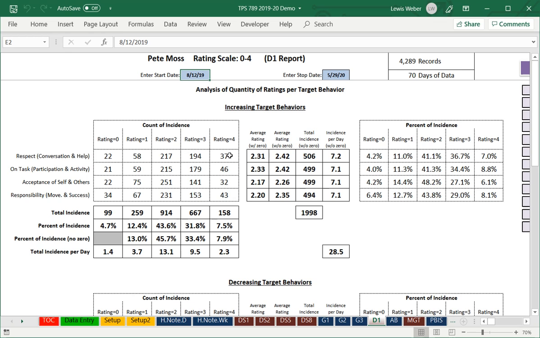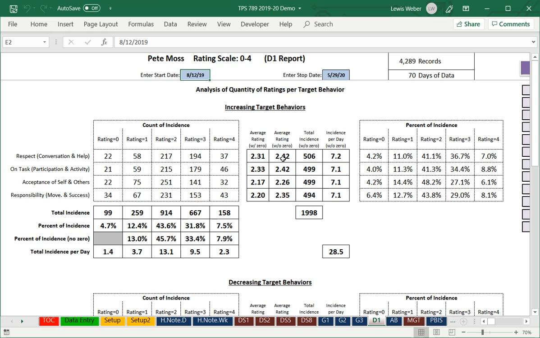So it would be like averaging a very long list where you'd put 37 4s, 4 plus 4 plus 4, 37 times, and then 3 plus 3 plus 3, 194 times. And so it averages all that out as a 2.31 on the 4-point rating scale.